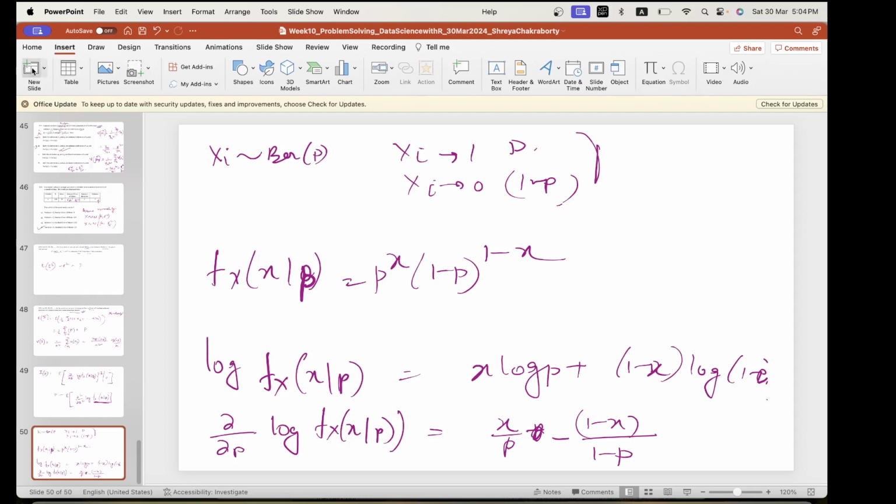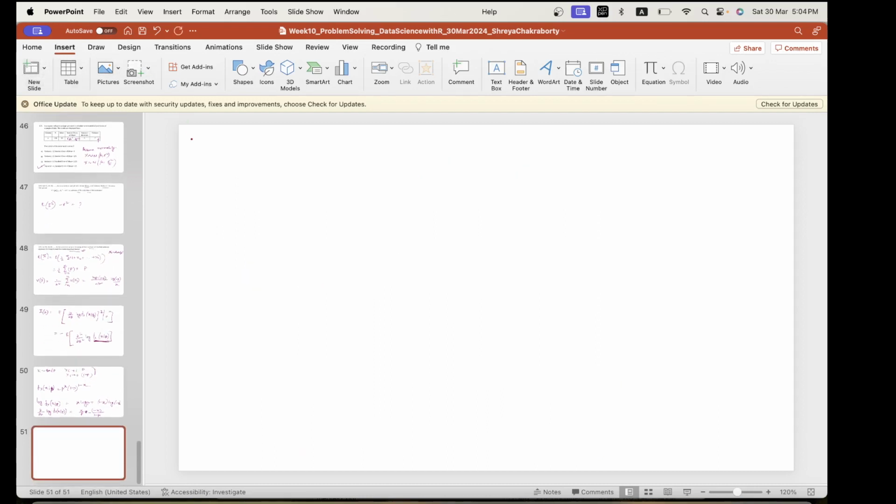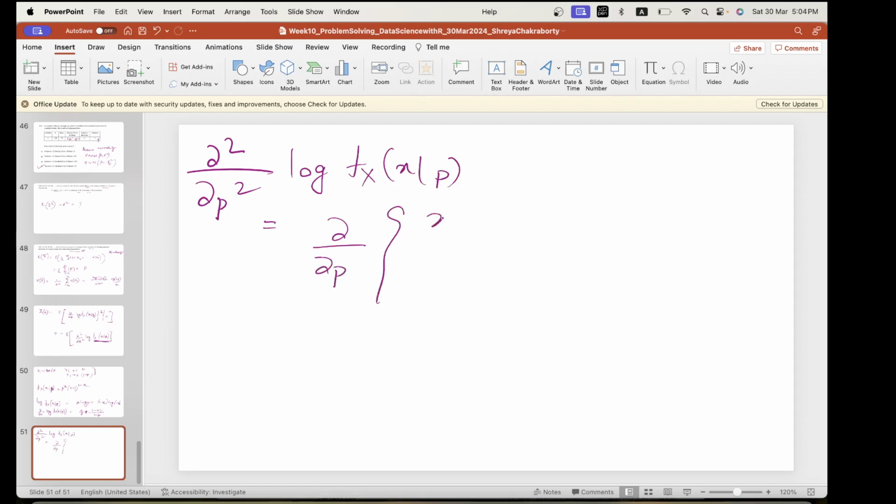So now again we'll have del square del p2 of log of f_X(x given p). This is d/dp of x/p minus (1 minus x)/(1 minus p). So this is what? Minus x/p square minus (1 minus x)/(1 minus p) whole square.